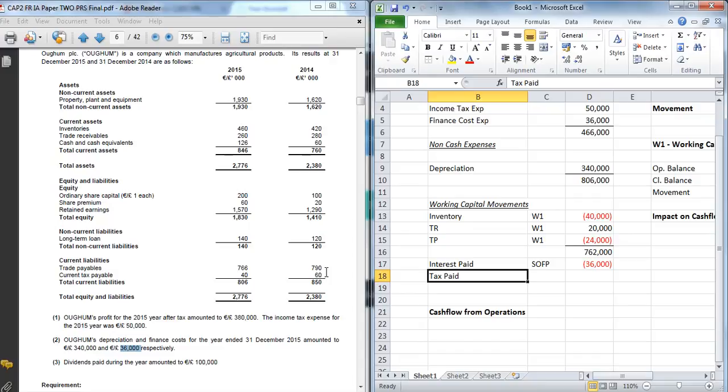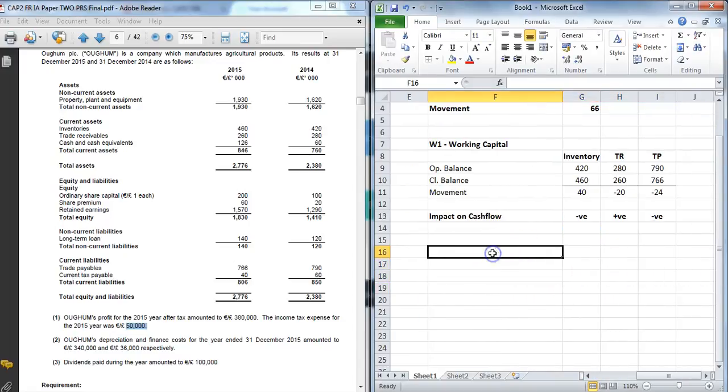So whatever way you wish to do this, it's important that you understand that you didn't actually pay just 50,000 of a tax expense, because there was an opening and closing movement as well. So we'll look at working 2 for this. There's 2 ways you can do this.